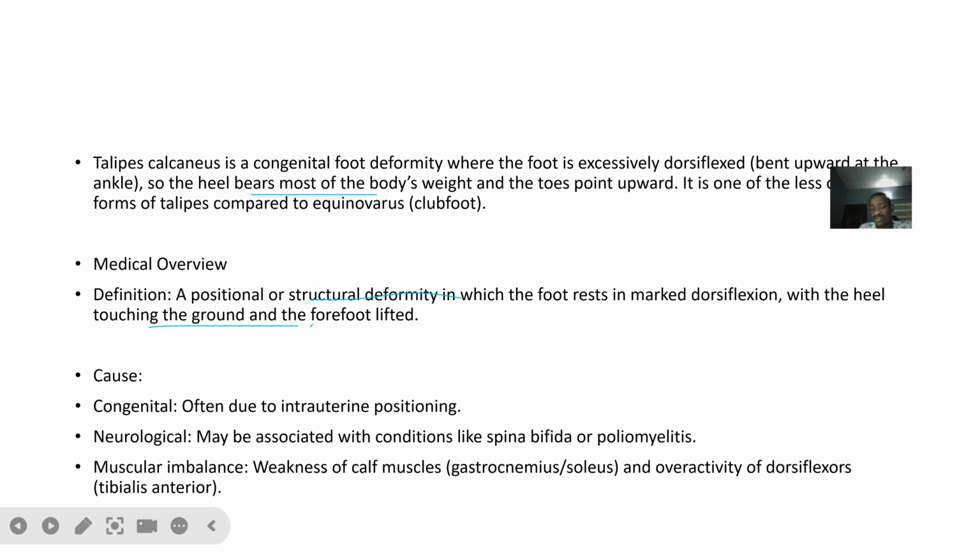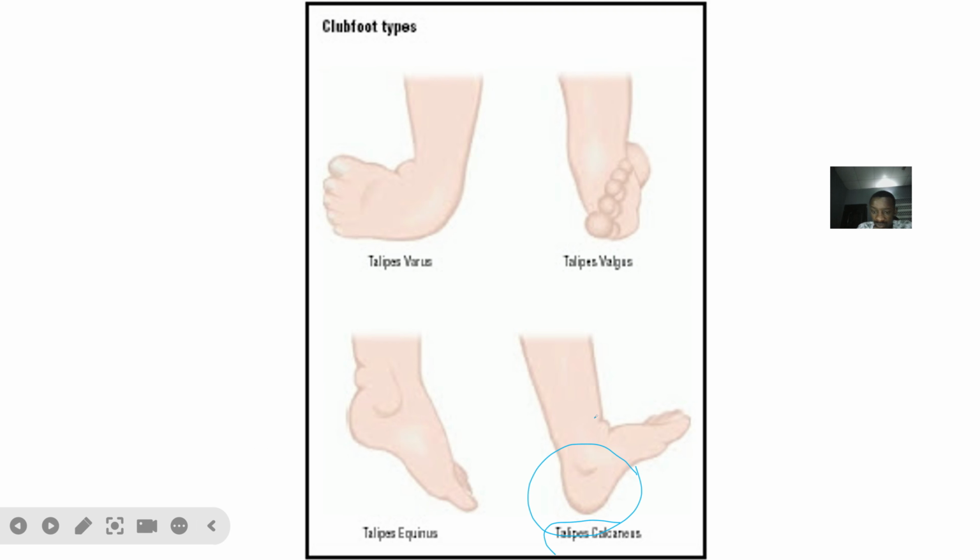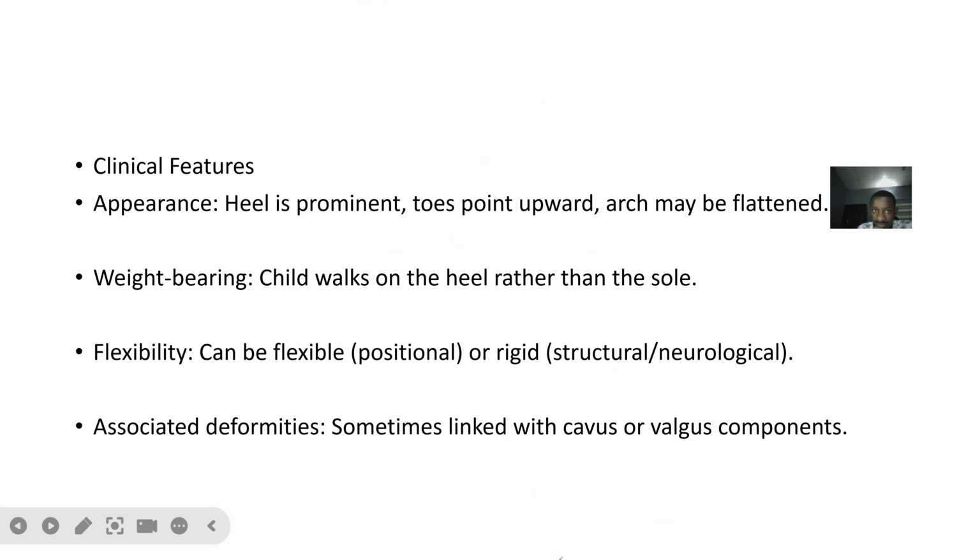Causes: congenital, somebody can be born with it. It could be neurological, like spina bifida or poliomyelitis, mostly related to childhood. Also sometimes muscle weakness or muscle imbalance. So this is talipes calcaneus.